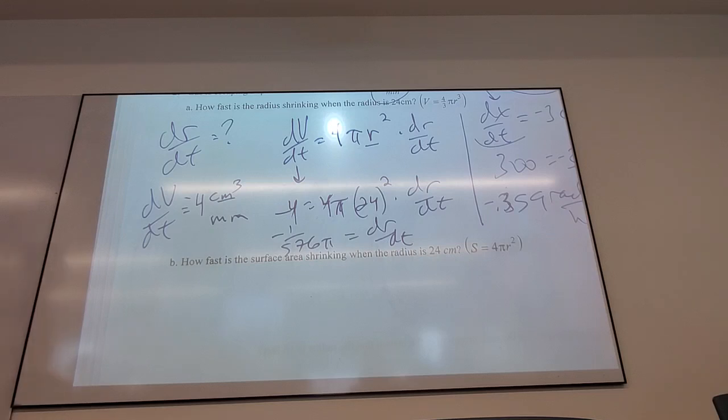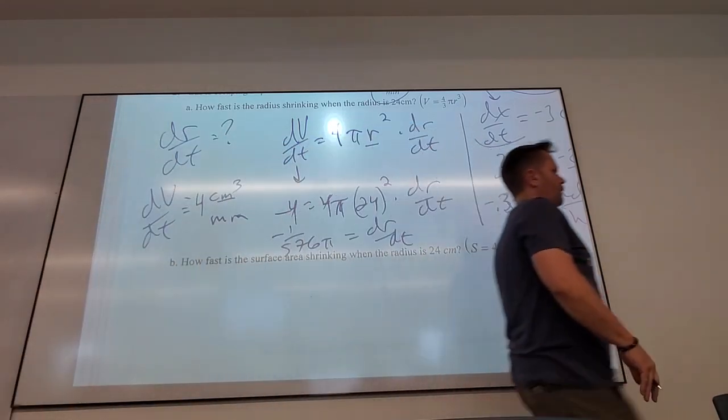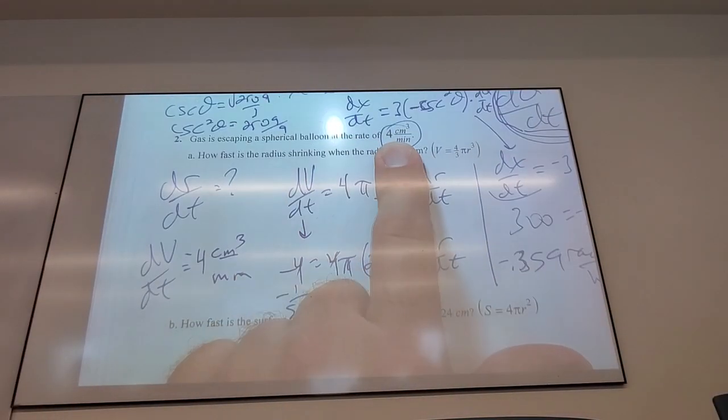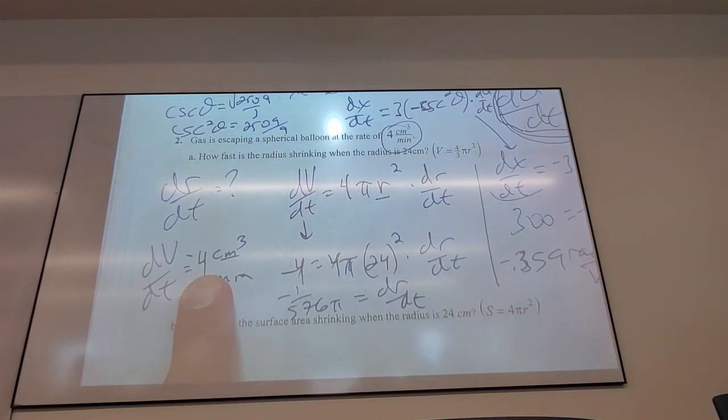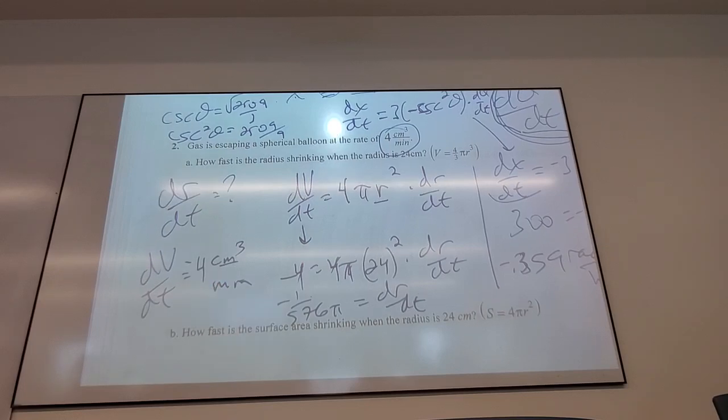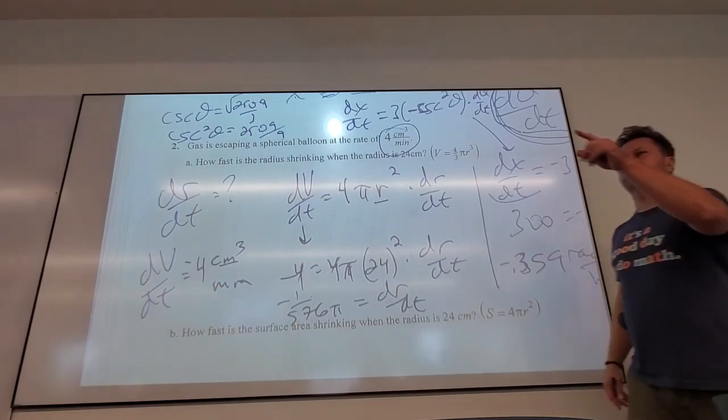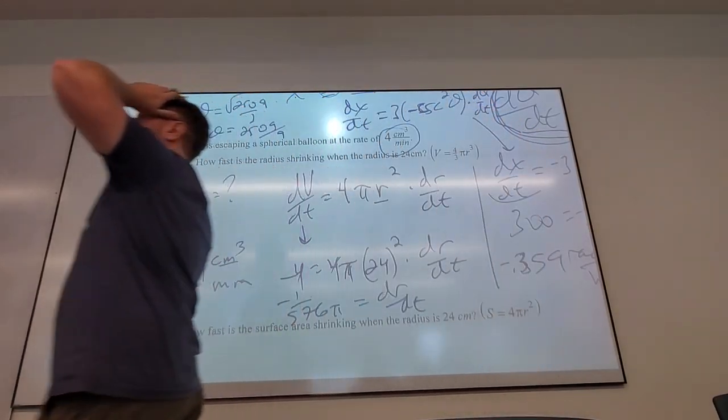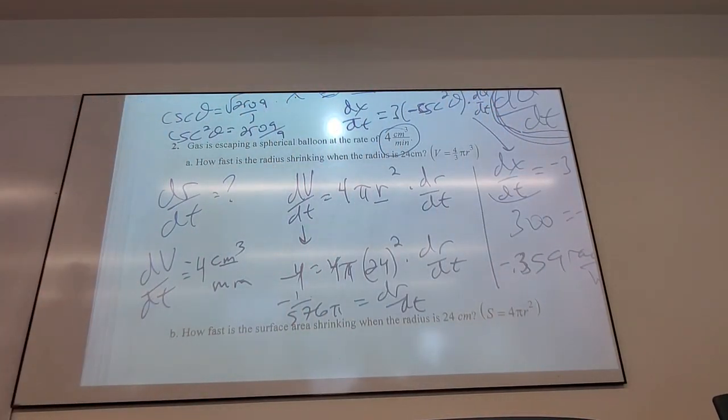Right from the beginning. They told us gas is escaping at a rate of 4 cubic centimeters per minute. So I know dV/dt is negative 4. So that centimeter cube, 4 is the. Say again, sorry? The centimeter cube. What do you mean it doesn't matter? That's our units. Oh, yeah, the units I don't normally throw in there.